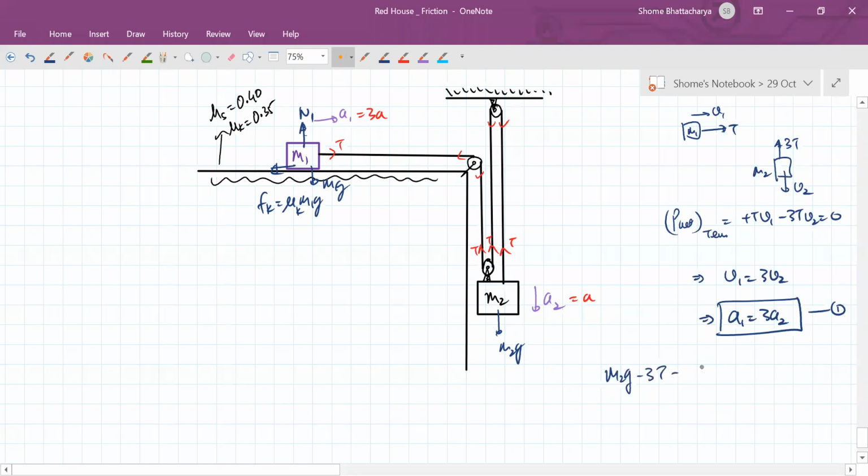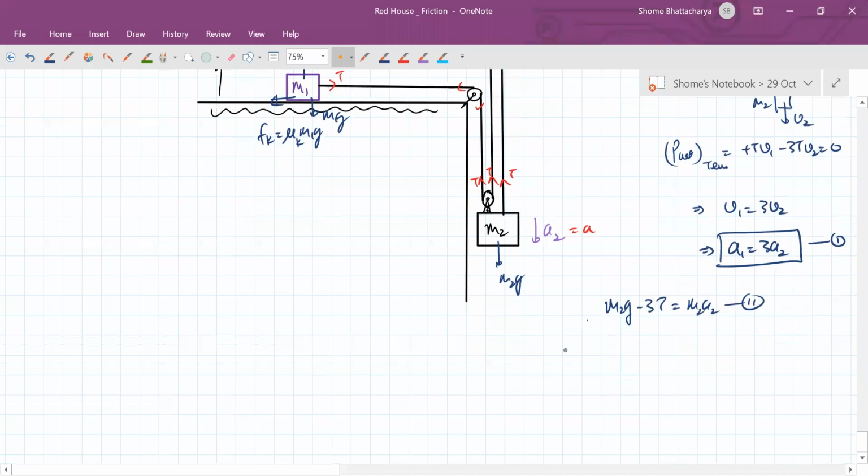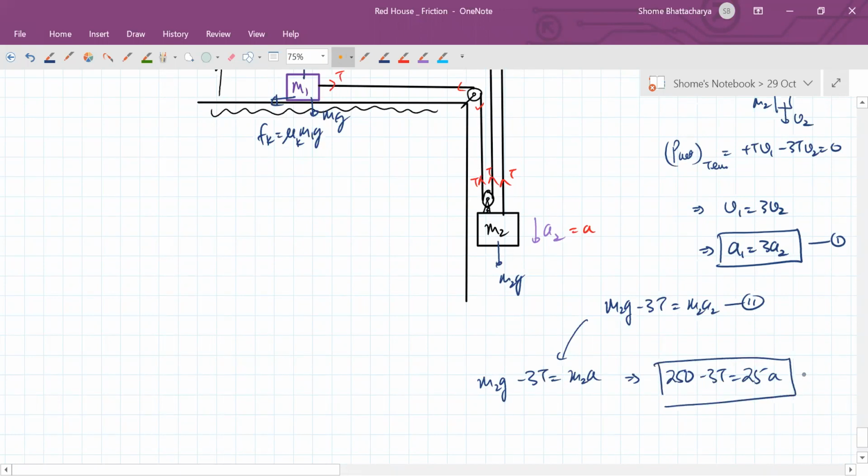So M2G minus 3T is equal to M2A2. That's your second equation, but we will write the second equation in this form. We'll incorporate the constraint relation already, so we'll write it as M2G minus 3T is equal to M2A. So 250 minus 3T is equal to 25A. This will be our form of the second equation.